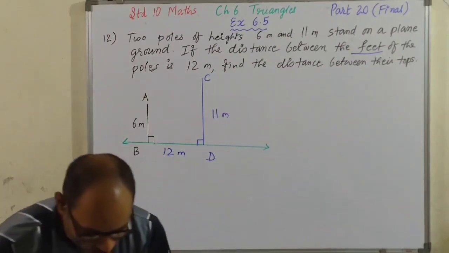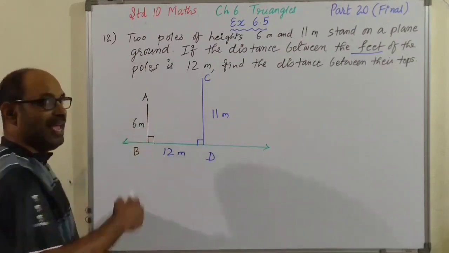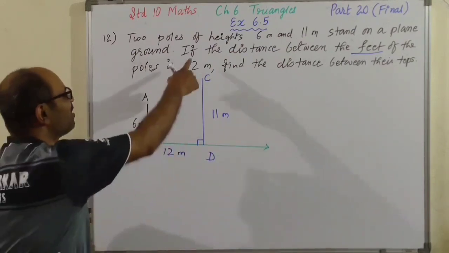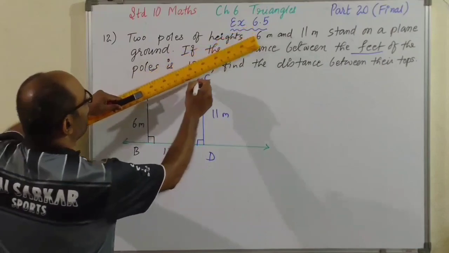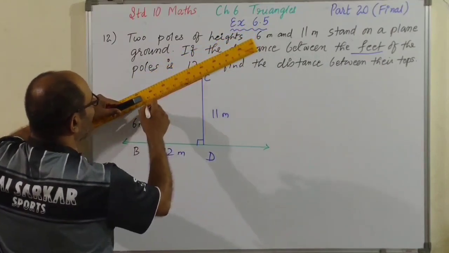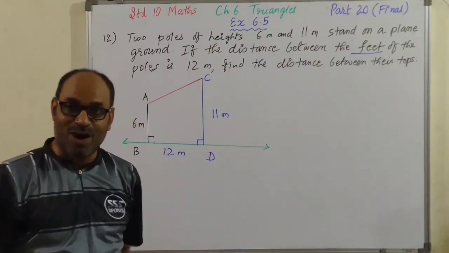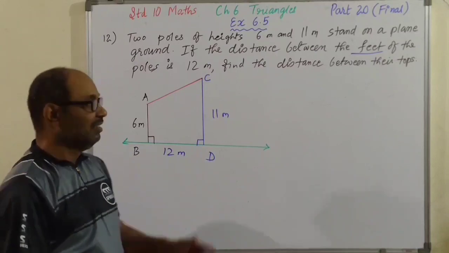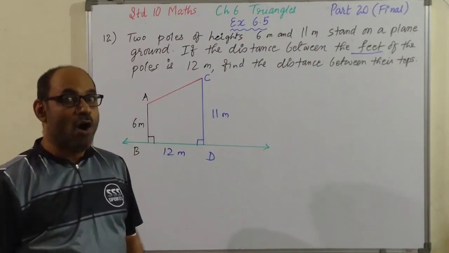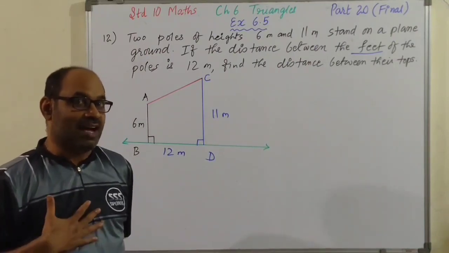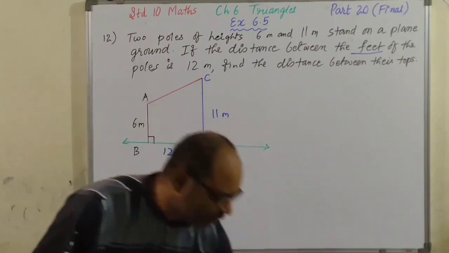Now it's interesting. Find the distance between their tops. What is the top of pole AB? Yes, A. What is the top of pole CD? Yes, C. And the distance between the tops is going to be AC. The red segment is AC, and that's what we are supposed to find. But it's a line segment that is not a side of any right triangle. That is our problem, so we can't use Pythagoras. So we have a trick here.